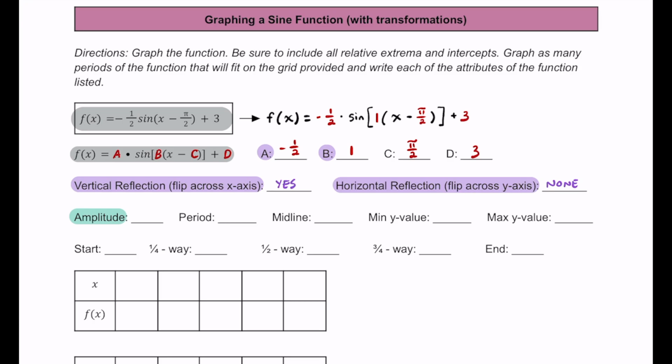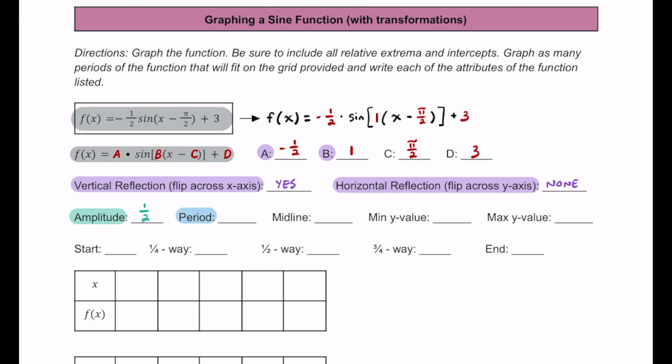Now for the amplitude, this is how high or how low the graph is moving, and this is going to be the absolute value of a, which is the absolute value of -1/2, so that is just going to be positive 1/2. Because this value is less than 1, you can think of this as a vertical shrink.